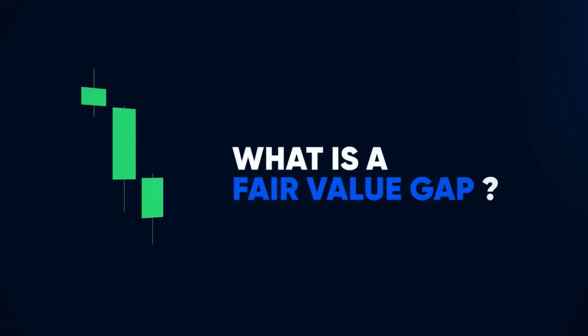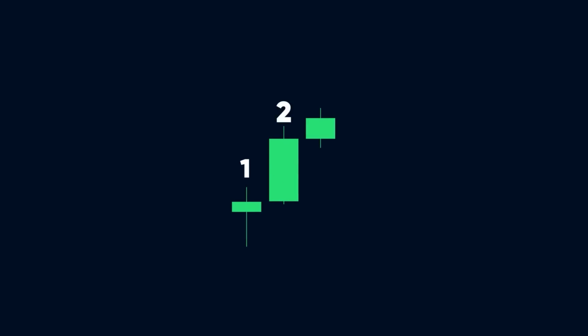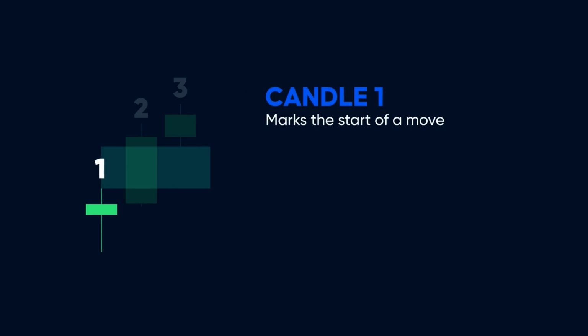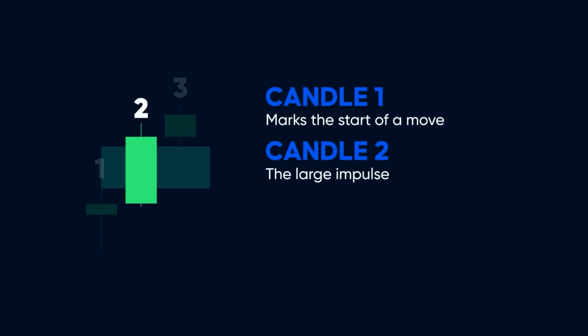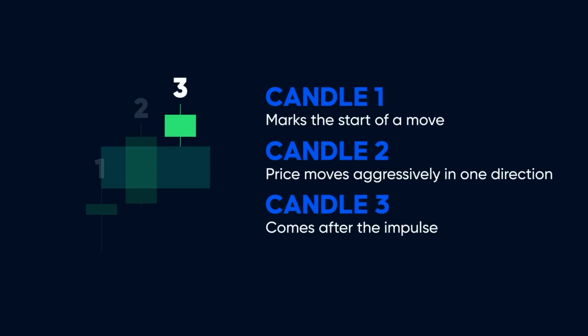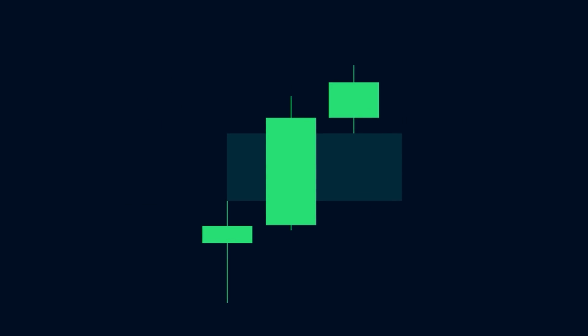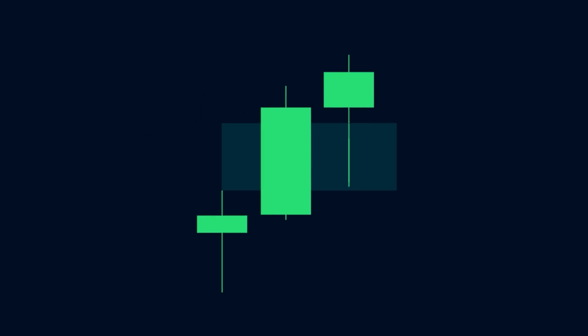So what exactly is a fair value gap, or FVG? It's a 3-candle pattern. Candle 1 marks the start of a move. Candle 2 is the large impulse, where price moves aggressively in one direction. Candle 3 comes after the impulse. For the fair value gap to qualify, the wicks of Candle 1 and Candle 3 must not overlap. If they do, there's no gap.